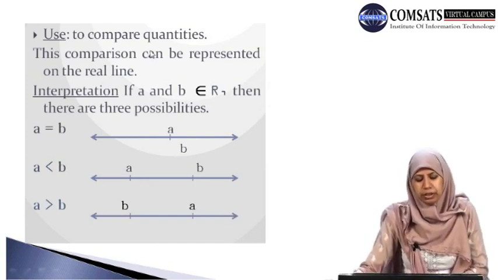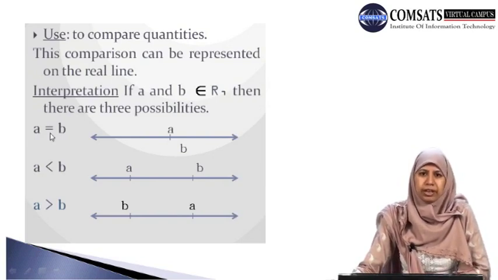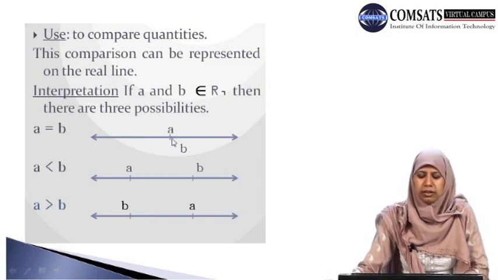As we can see, when the two quantities are equal, that is a is equal to b, actually we are having an equation. And how can we represent a equals b on the real line? We have our real line extended on both ways, and both quantities a and b are represented by the same point on the real line.